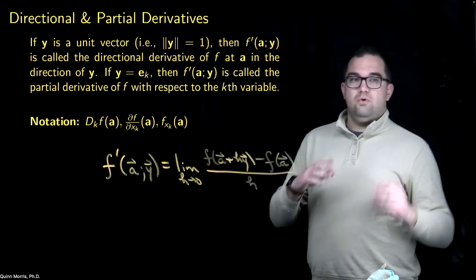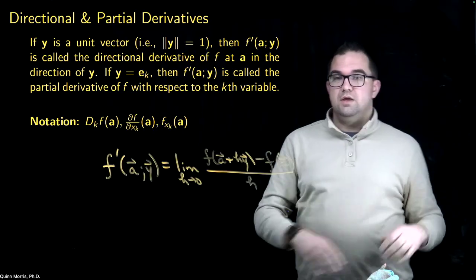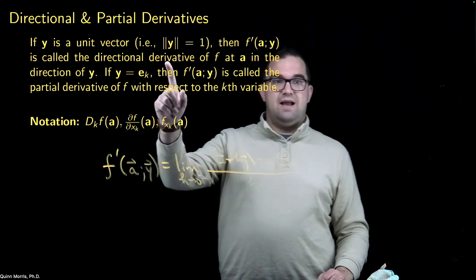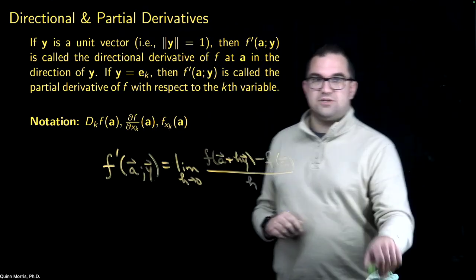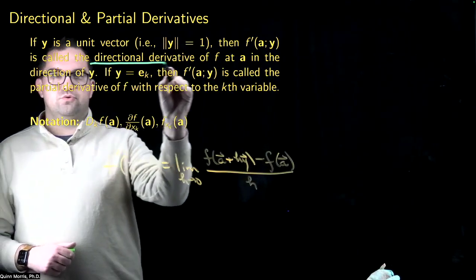All right, so we have a derivative of a function with respect to a vector. If that vector we're taking the derivative with respect to is a unit vector, now we're going to call that a directional derivative. So that's our first definition here, the directional derivative.